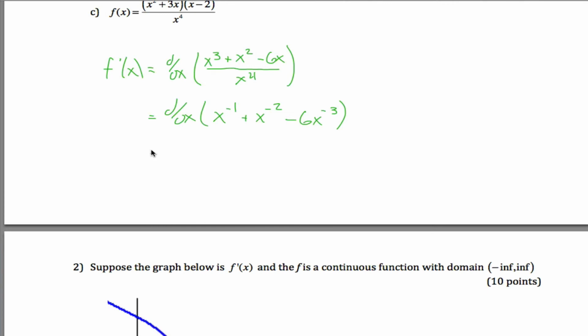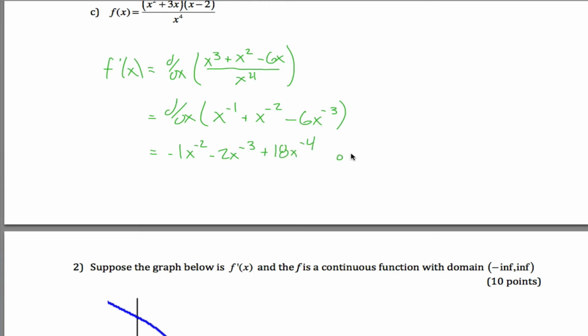The way I take the derivative is using the power rule. Take the negative 1, bring it down in front. Subtract 1 from the exponent, you get negative 1x to the negative 2 power. Take the negative 2, bring it down in front. Subtract 1 from the exponent, negative 2x to the negative 3 power. Take the negative 3, bring it down in front. You get 18x to the negative 4 power.